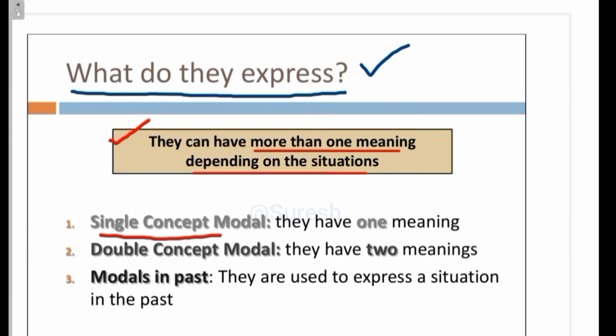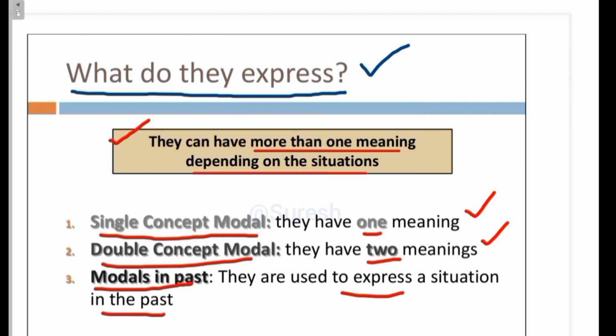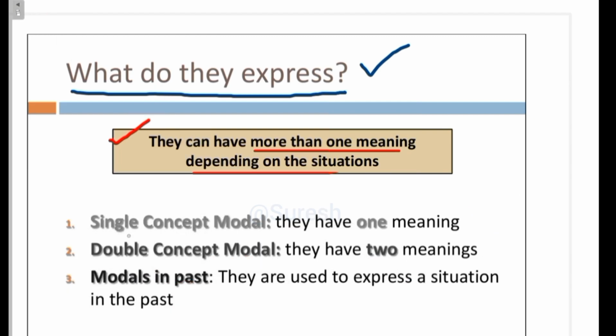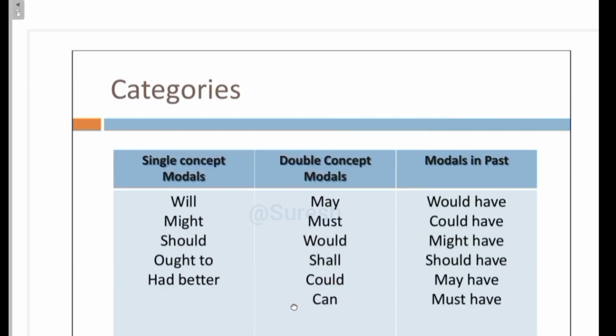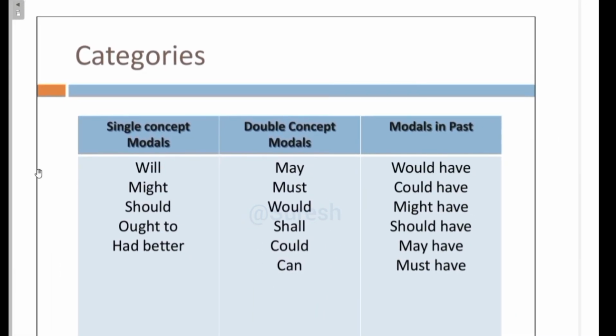That's what you have to keep in your mind. Now see, 3 points are there. What kind of meanings they give, and how many types are there? Single concept models, they have one meaning, clear. Double concept models, they have two meanings. Models in the past, they are used to express a situation in the past. That's all. Single concept, double concept, models in the past. Okay, clear? Single concept gives one meaning, double concept two meanings or more than one meaning, and models in the past tell about situations in the past. See, they are divided into three categories here.